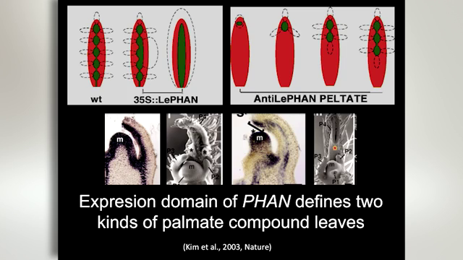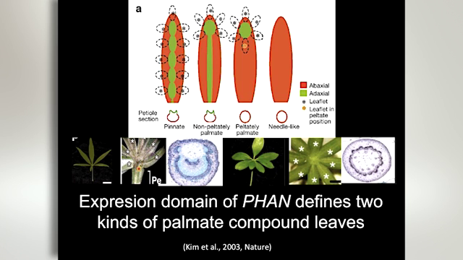But if you reduce the levels of these by antisense experiments, as in our case, then if you get just a patch of FAN expression, you can make a cup-shaped blade. And then, to take it to its extreme, I want to show you that there are palmate compound leaves, and everybody thought they were of one kind. But really, palmate compound leaves can be divided into two very distinct classes.